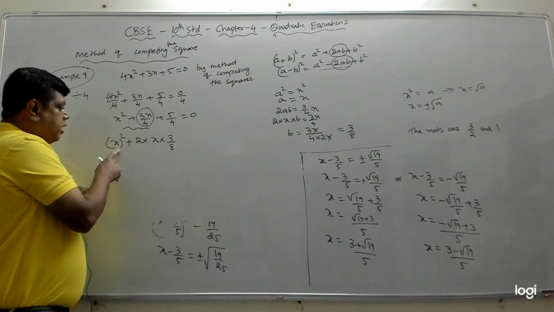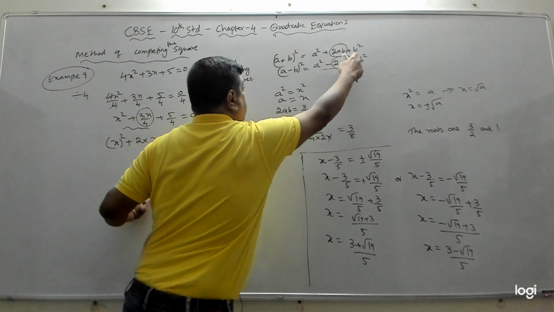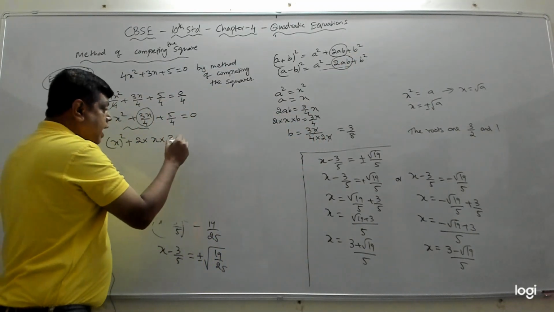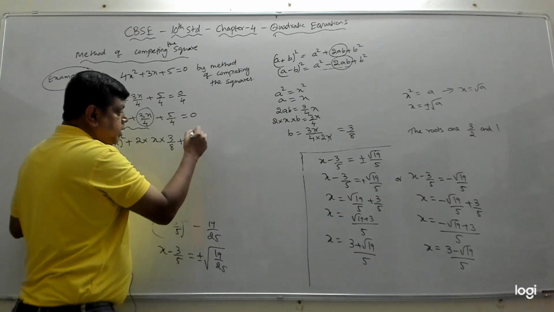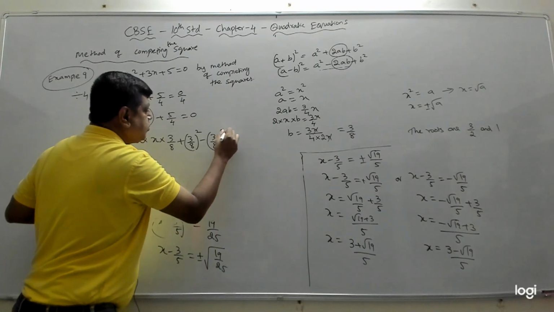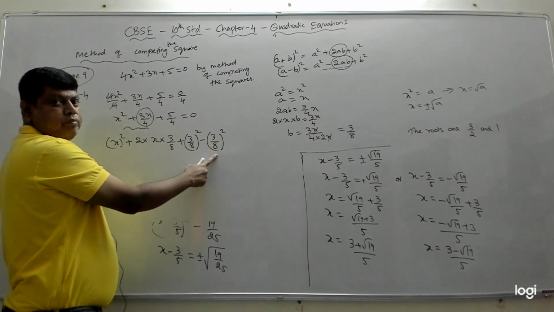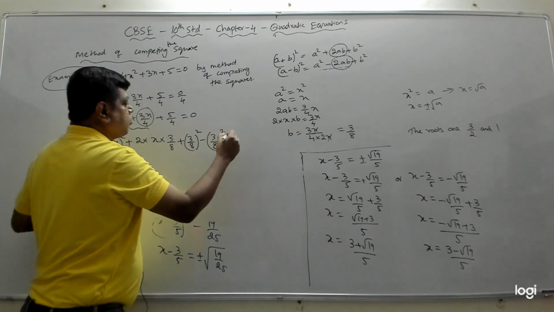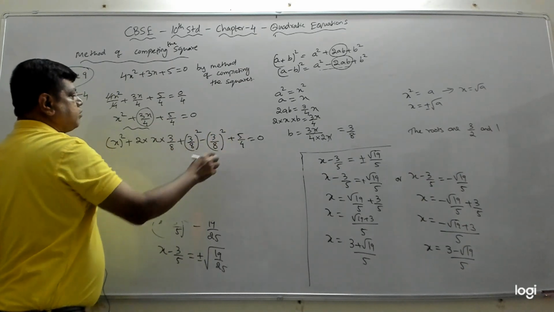Now we got x square, which means a square plus 2ab. We need plus b square. But we don't have it, which means we should add b square and subtract b square immediately. b is 3 by 8. So I am adding b square, subtracting b square. Then we should write this 5 by 4 plus 5 by 4 equal to 0.